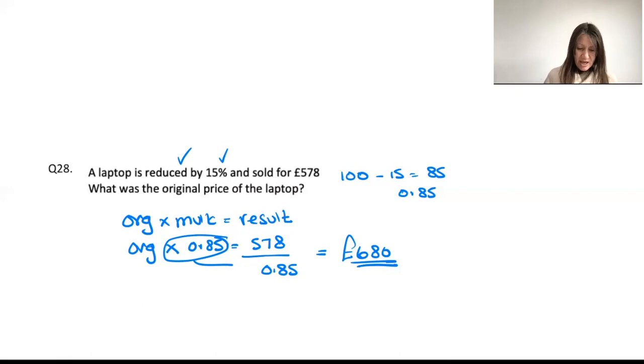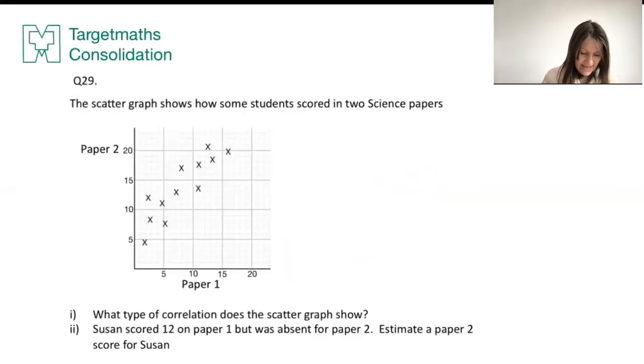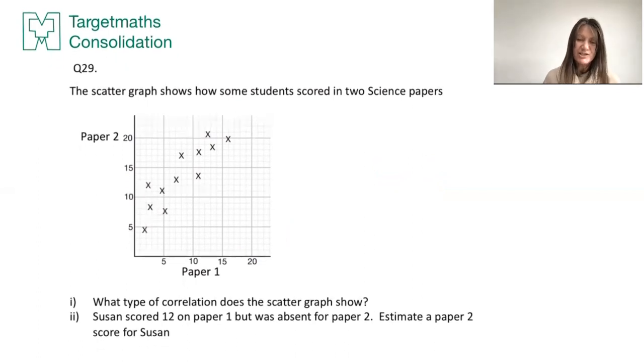All right. Okay, so this is the last question, literally the last question of the course. So for the last time, hit pause and press play when you are ready. Okay, so what type of correlation does the scatter graph show? That is positive. They have an upward trend. So we're definitely looking at a positive correlation.